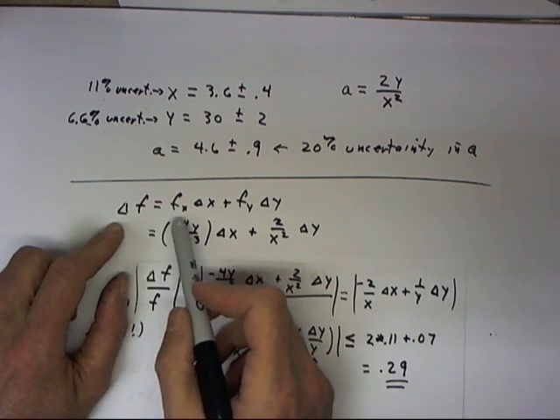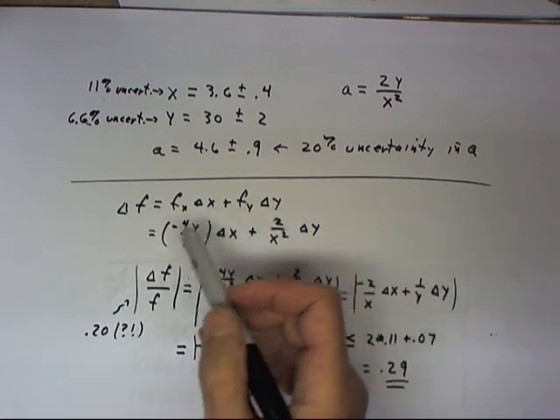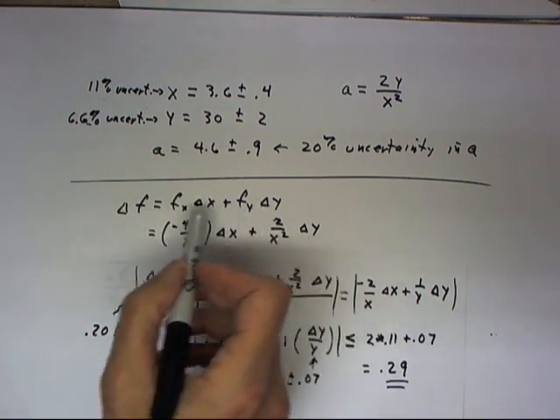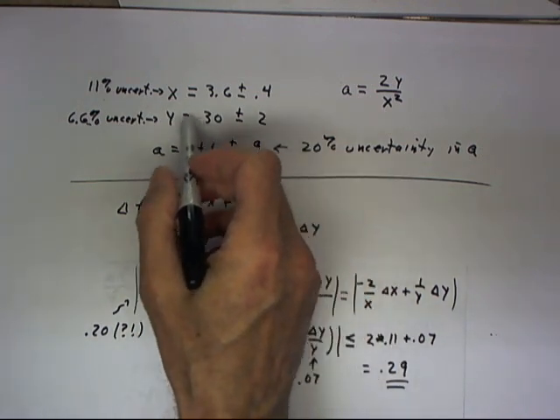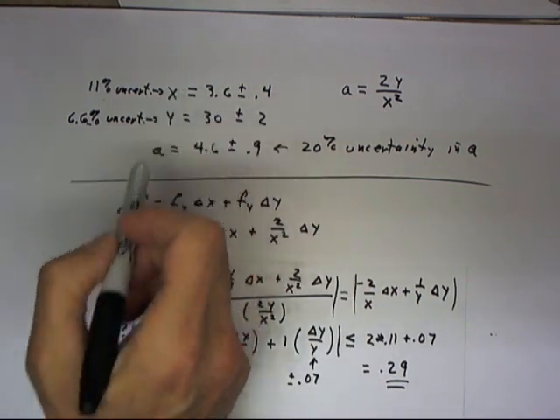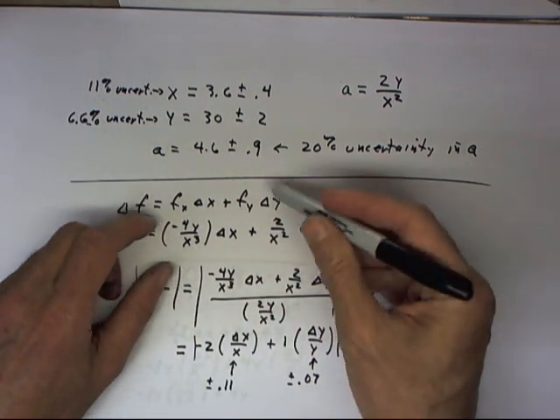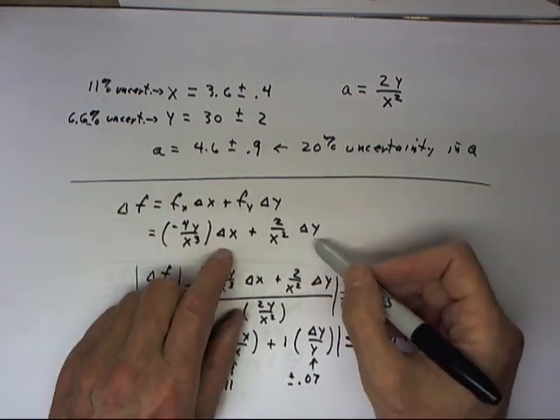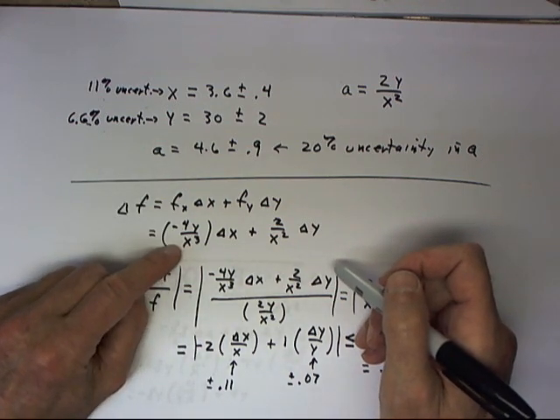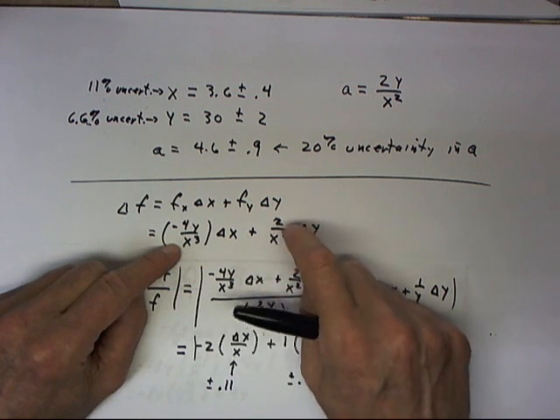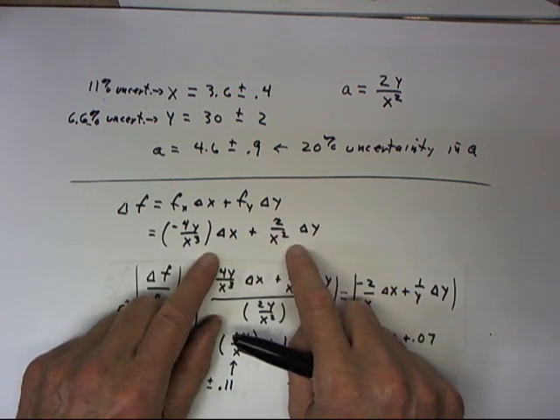Now recall that delta f is fx delta x plus fy delta y. And we want to algebraically work out what the delta f ought to be in terms of the uncertainties in x and y. What's the uncertainty in f? And how's that related to the uncertainties in x and y in general? So fx, recall, was negative 4y over x cubed. Fy is 2 over x squared, so that our delta f is this expression.